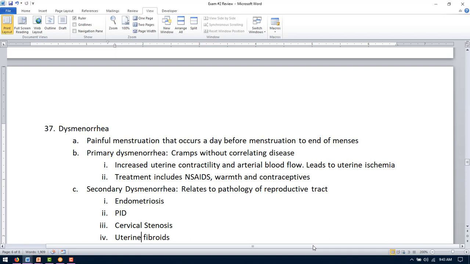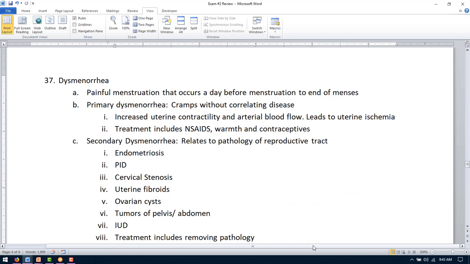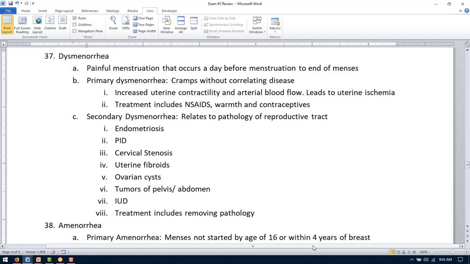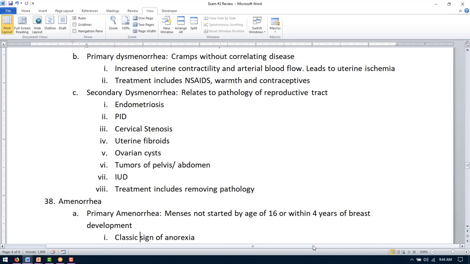So treatment is just NSAIDs, warmth, contraceptives. Secondary dysmenorrhea is caused by an illness, a disease. Could be endometriosis, PID, cervical stenosis, fibroids, ovarian cysts, tumors, IUD placement. So just to treat that secondary dysmenorrhea, we just move the problem.